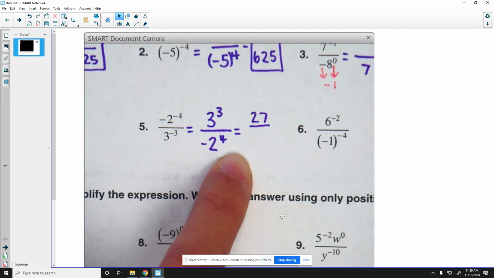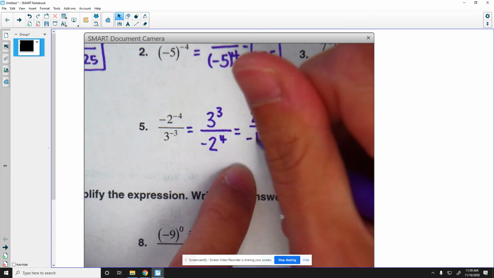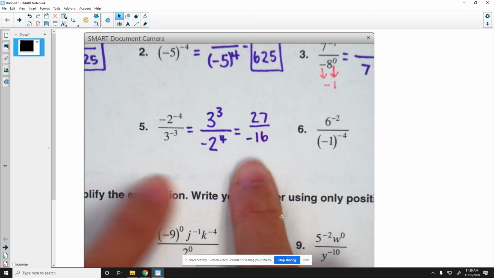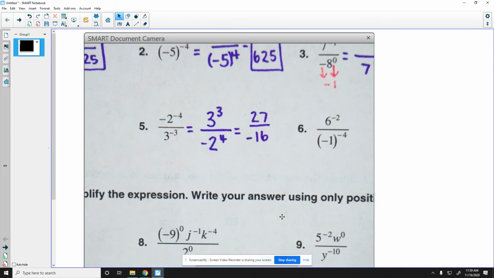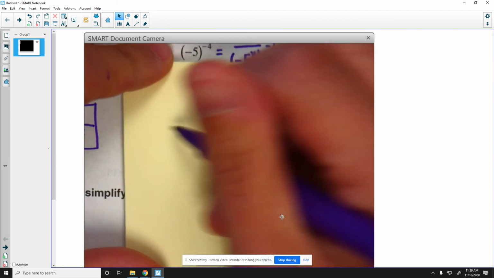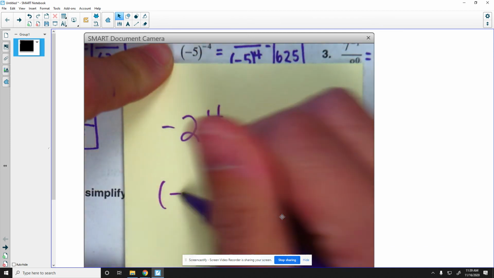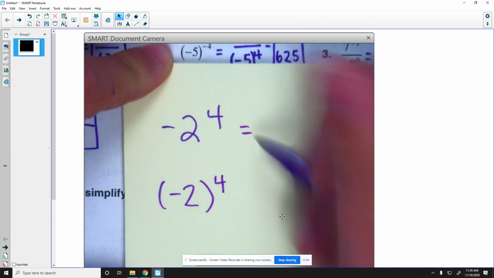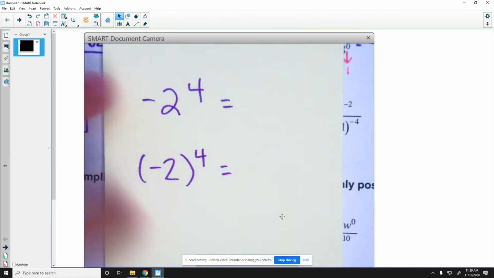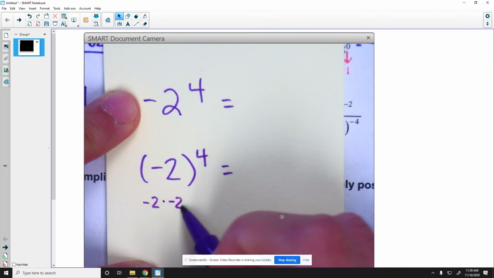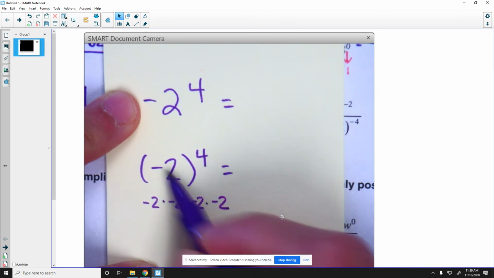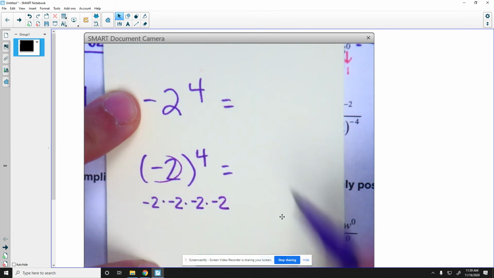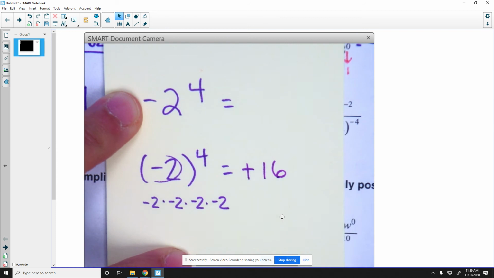Negative 2 to the fourth. I know it's 16, but is it positive or negative 16? Negative. It's negative. Okay, so I hear some of you still saying positive, so we're not quite understanding. So let me say this one more time. Guys, negative 2 to the fourth is different than negative 2 to the fourth. Okay, this is how I would solve it. Negative 2 to the fourth is negative 2 times negative 2 times negative 2 times negative 2. Taking all of this, multiplying it 4 times. That's why it's positive 16.